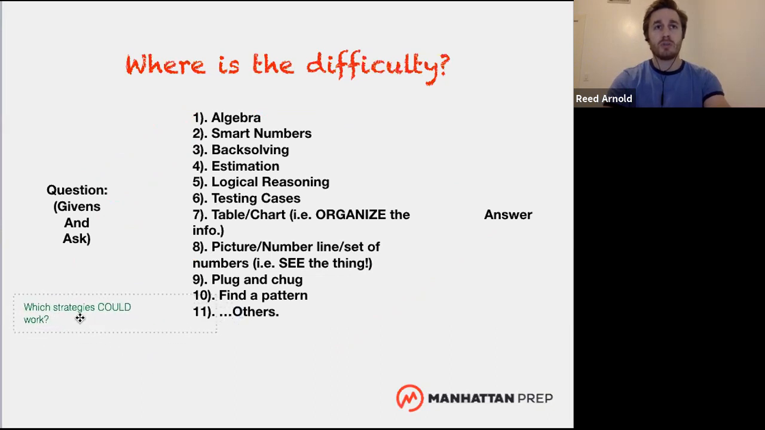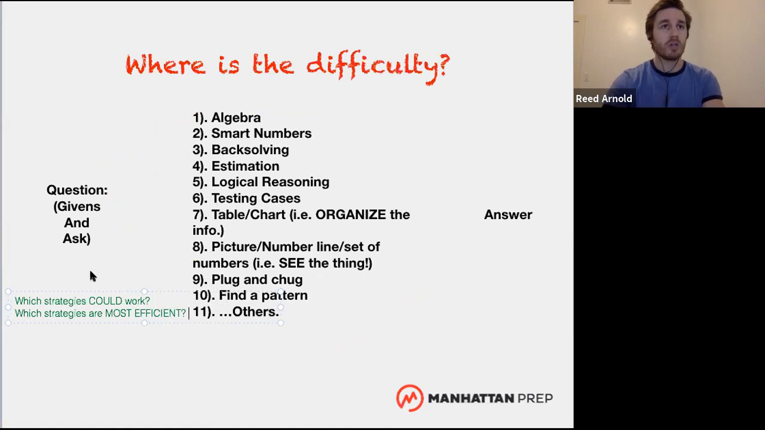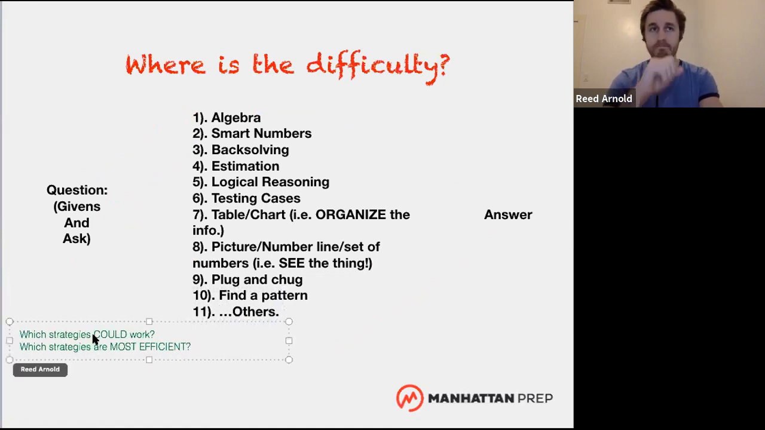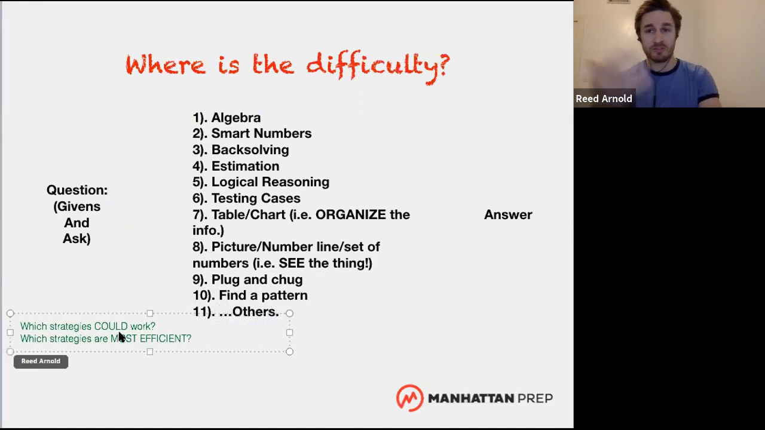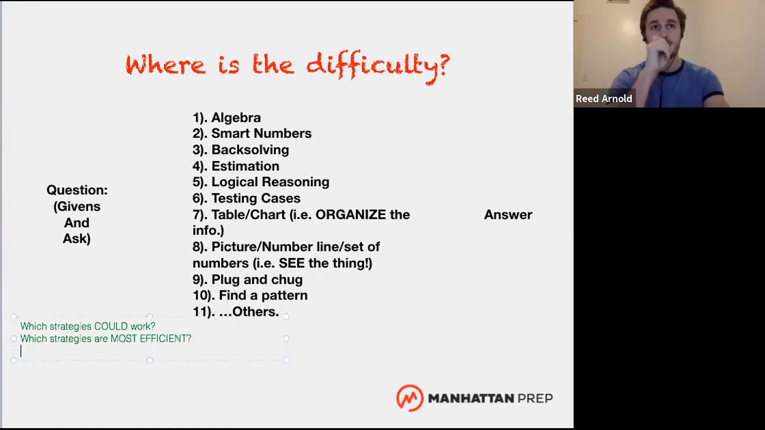Identifying which strategies could work is kind of step one, and that's not an easy question a lot of the time. Or which strategies are most efficient of those, right? Once you've identified a few that work, which are most efficient? Sometimes there's a tie, sometimes two are equally efficient, but that's something you would ask yourself.